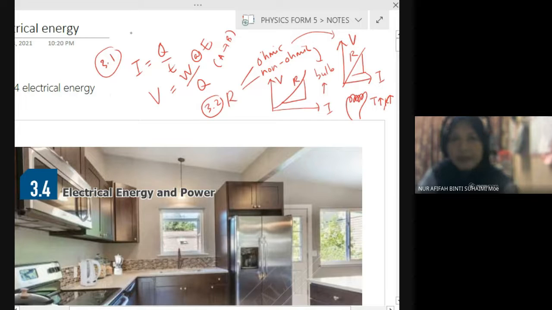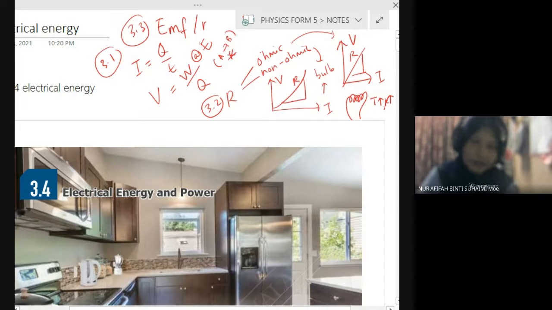Okay, and then 3.3, we learn about EMF and also small r. EMF, electromotive force. Its definition is almost the same as potential difference V, the meaning is the same: work done to move 1 coulomb of charge. The difference is at the back: for EMF, it is work done to move 1 coulomb of charge in a whole circuit, while potential difference is from one point to another.